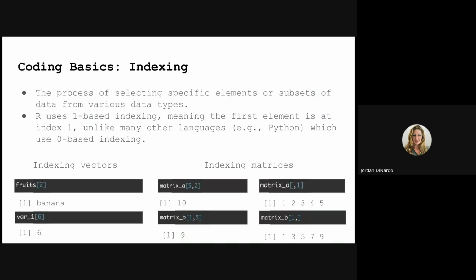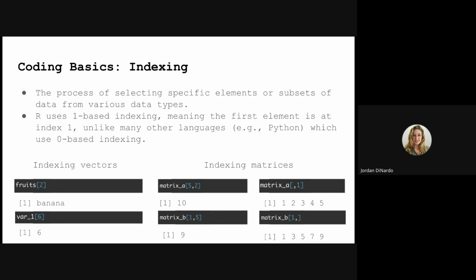Okay, so just to walk you through what indexing looks like, especially when it comes to indexing vectors versus matrices. Again, indexing is the process of selecting specific elements or subsets of data from various data types. R uses one-based indexing, meaning the first element is at index 1, unlike Python, which uses zero-based indexing. So that's just something to note, especially if you also code in Python.